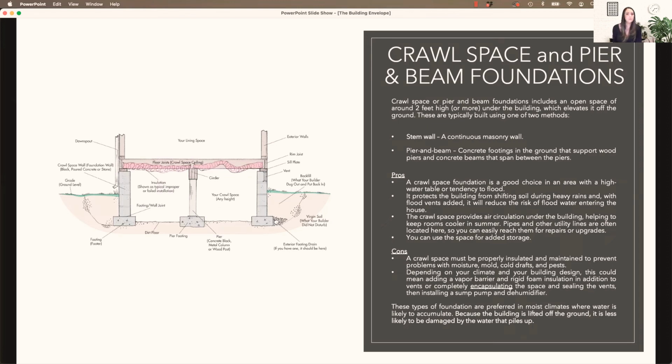Any questions about crawl spaces? Has anyone ever been in a crawl space? We have one. It's probably about 4 feet high, and I wish we could dig it out and expand our basement, but I don't know if that's possible.